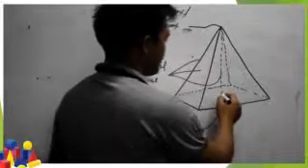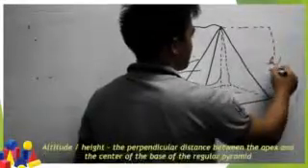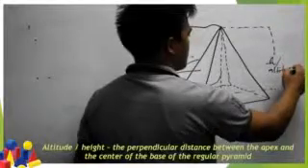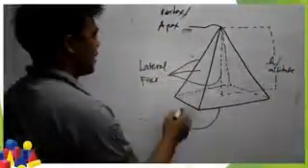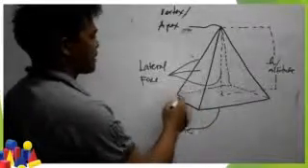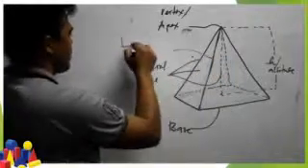The perpendicular distance from the vertex until the base of the pyramid is called the axis of the pyramid, which determines the height or the altitude of the pyramid. The line where the lateral faces meet is called the lateral edge.